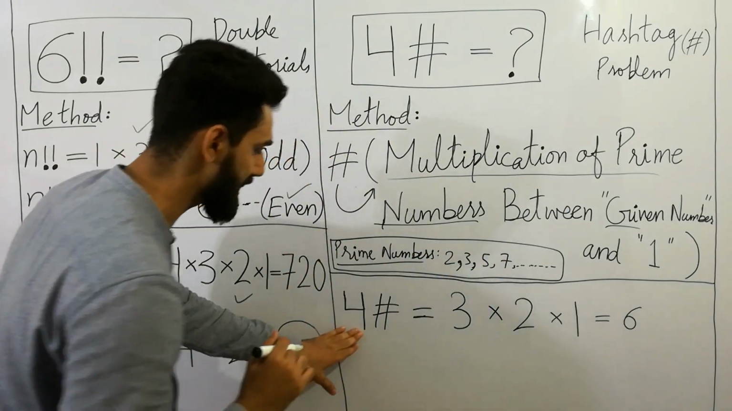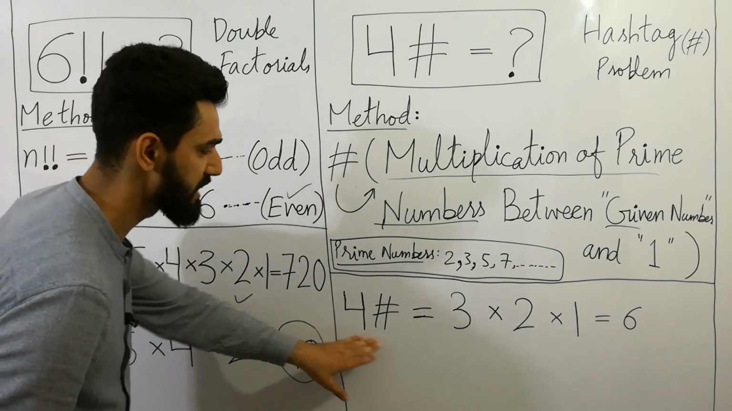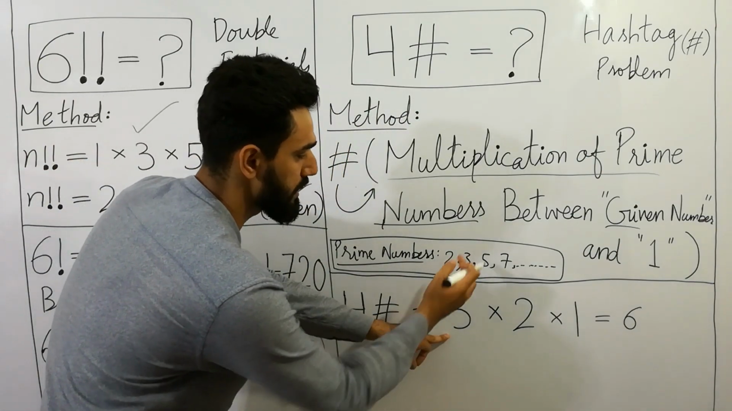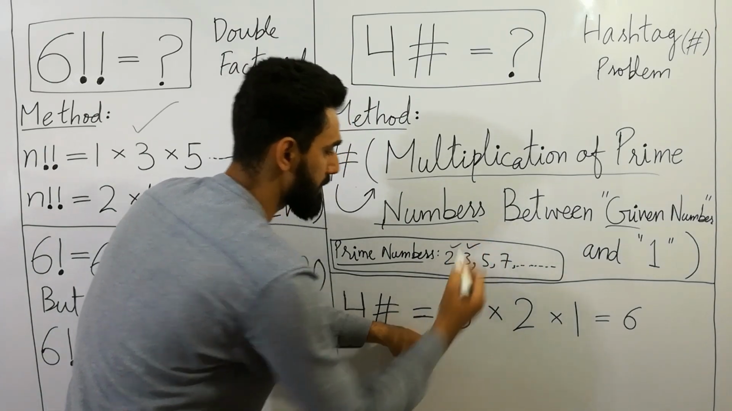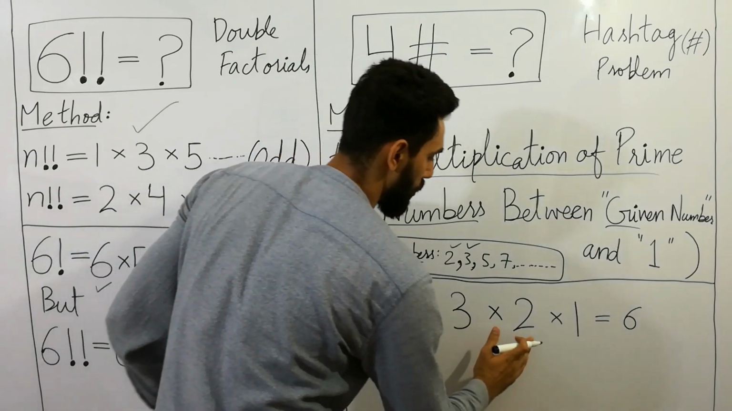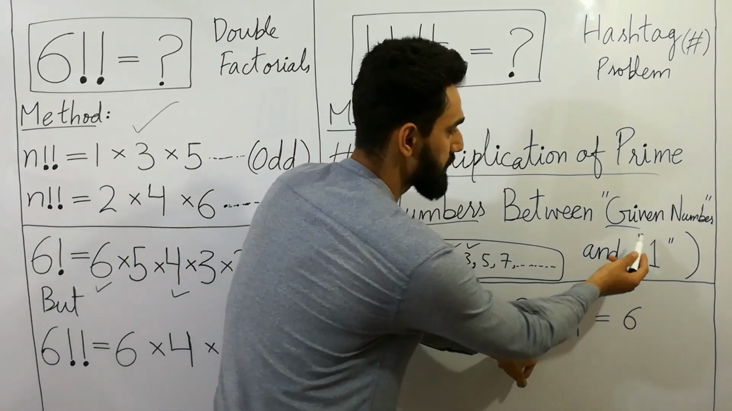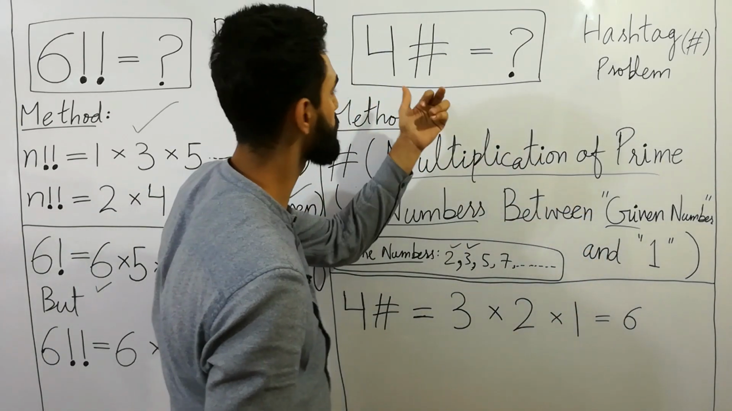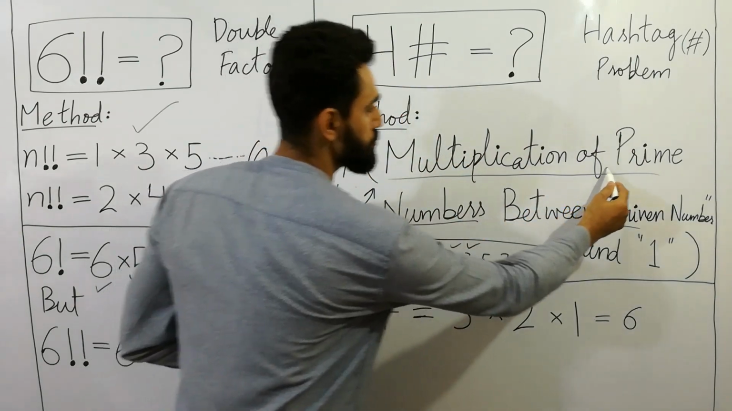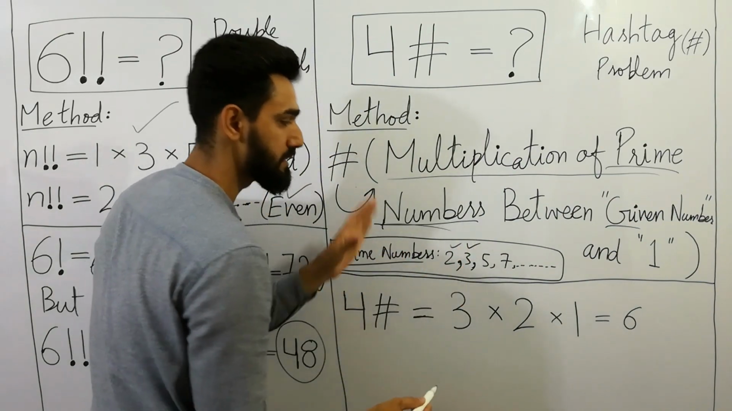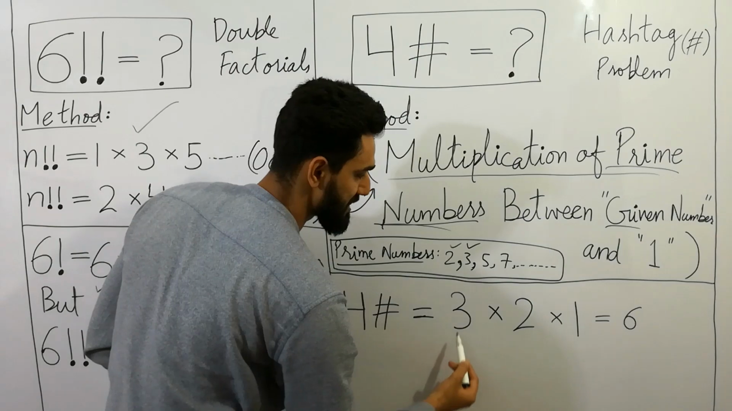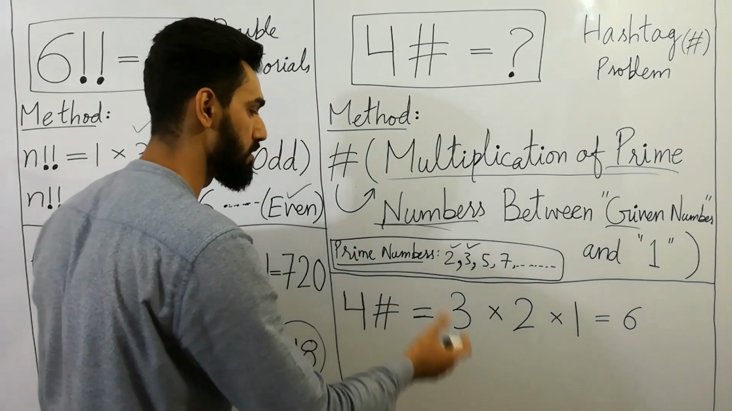So here you can easily calculate 4 hashtag, which is equal to, you can write here, 3 is a prime number and 2 is also a prime number. So just multiply together 3 cross 2 cross 1, because the given number is 4, and here 2 and 3 are the prime numbers. Just multiply, and 1. So here 3 2s are 6. I have solved this problem.